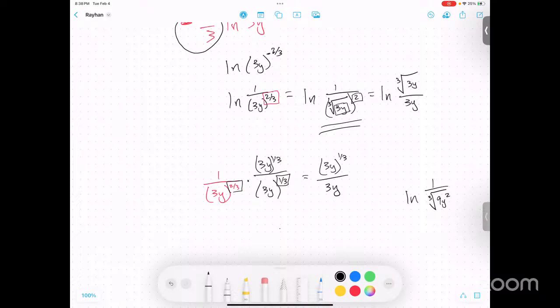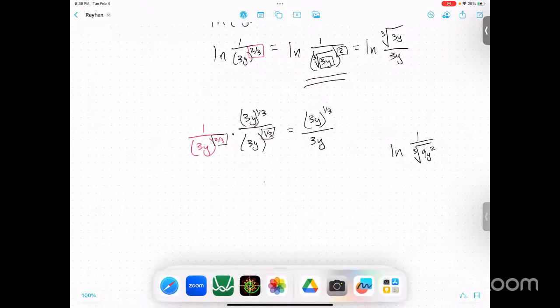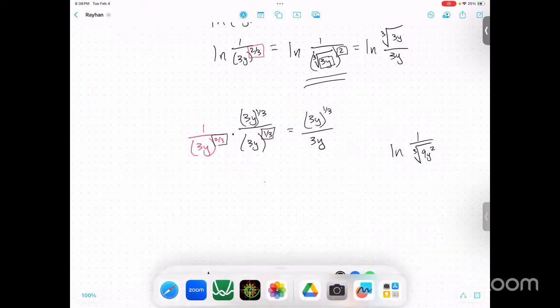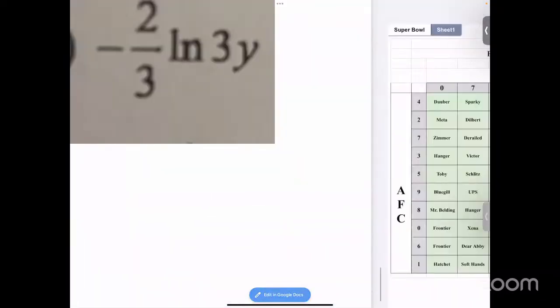Yeah, I think we're fine with radicals in the denominator. Okay. What else you got? Is that it? Oh, yeah.